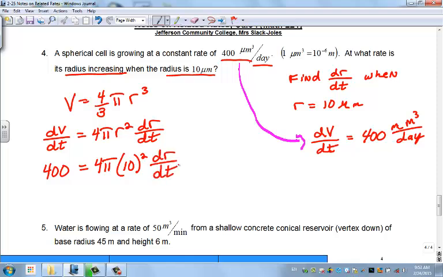Now we're going to divide both sides. What we get on the right side is actually going to be 400 pi. So I have 400 equals 400 pi dr dt. I think I said the left side, I meant the right side. And then we divide both sides by 400 pi.